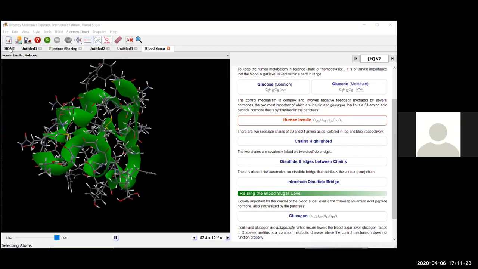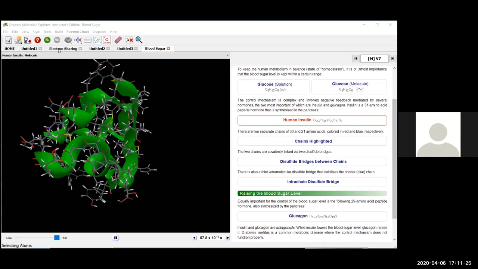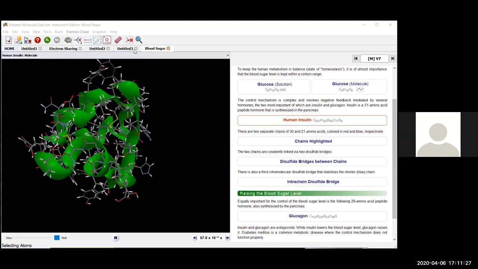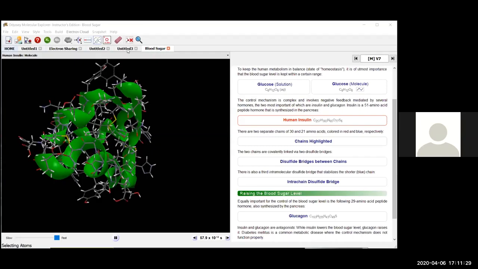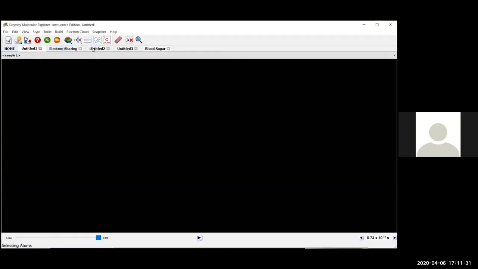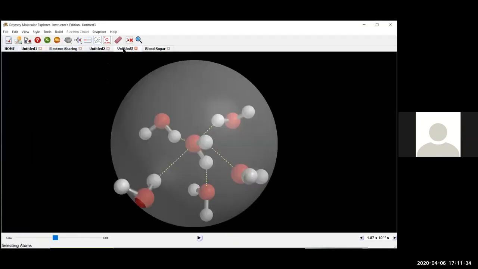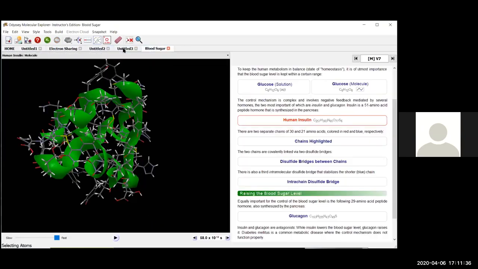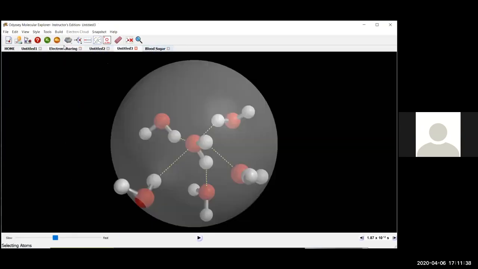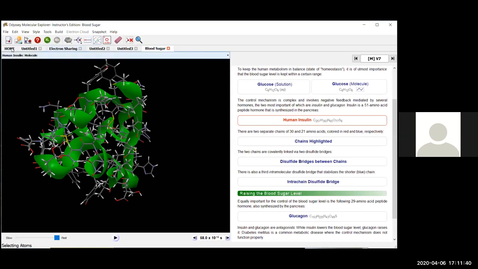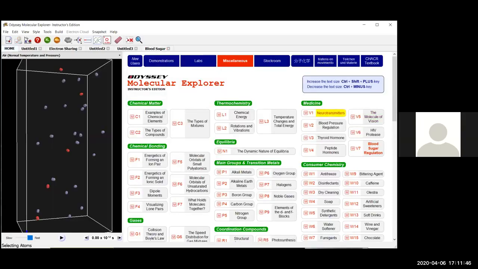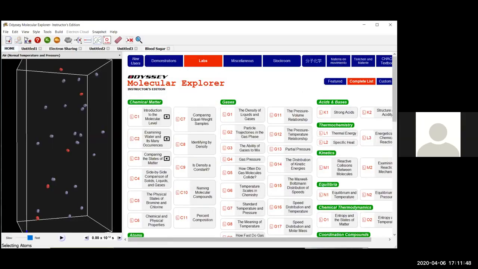By the way, here you can have all these pages. It's like a book where you can have multiple pages open at the same time. Eventually you'll run out of memory, but you don't need to close the models that you have open. So I go back to the home page, and I will go to labs, and here go to examining reaction mechanisms.